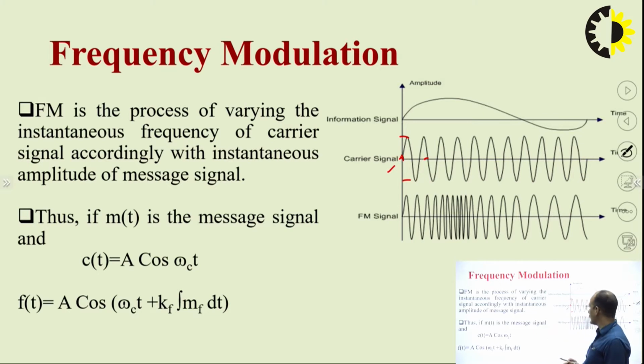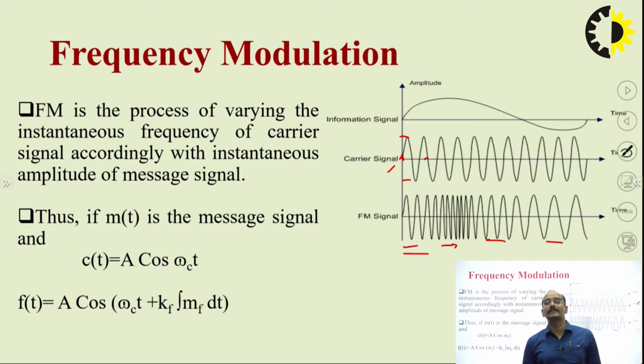So, here you can see that in this process, this is the modulated signal, the FM signal, and you can see in the FM signal, here the frequency is low, here high, again low, low and high. Similarly, you can see that the frequency of the carrier is changing and that change is as per the instantaneous value of the message signal.